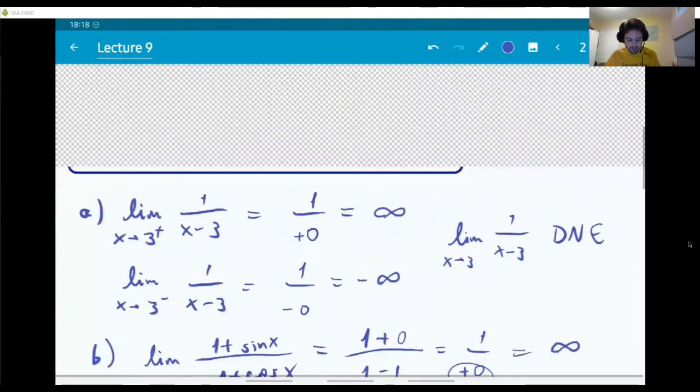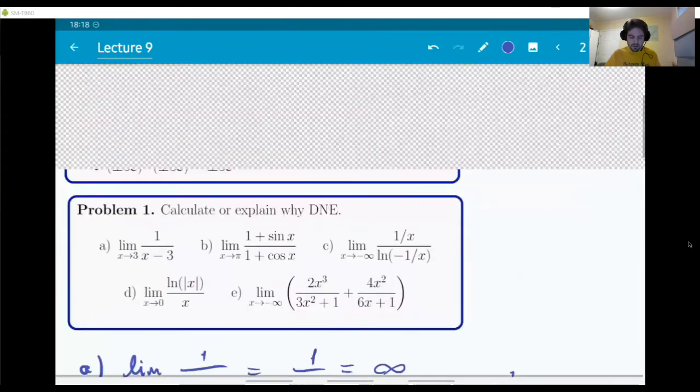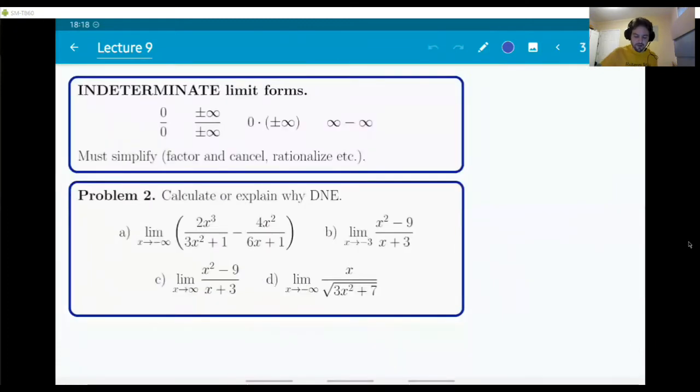Okay, scrolling back up just to double check. All right. Now let's talk about the indeterminate forms. These are the indeterminate forms: 0 over 0, infinity over infinity, 0 times infinity, or also the sum of infinities of different signs, like infinity minus infinity. Those are indeterminate. They could be anything, or they could also not exist. You are only going to know after you simplify, which means factor and cancel, rationalize, whatever you need.